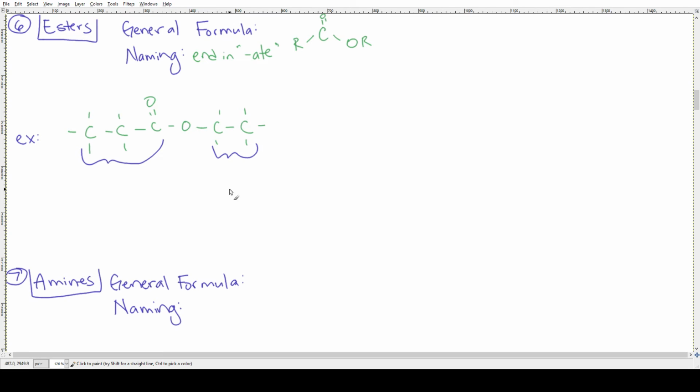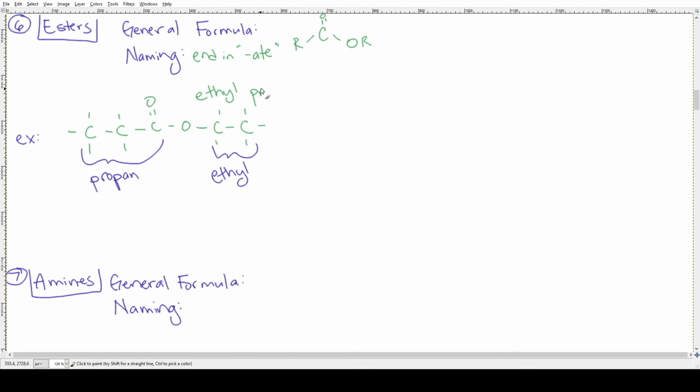The name is two words. The first part of the name is going to be this section that is not connected to the double bonded O. This section only has two carbons, so this is an ethyl group. This other section that is double bonded to the O has three carbons, so we know it's going to have propan something. So the name for it would actually be ethyl propanoate.